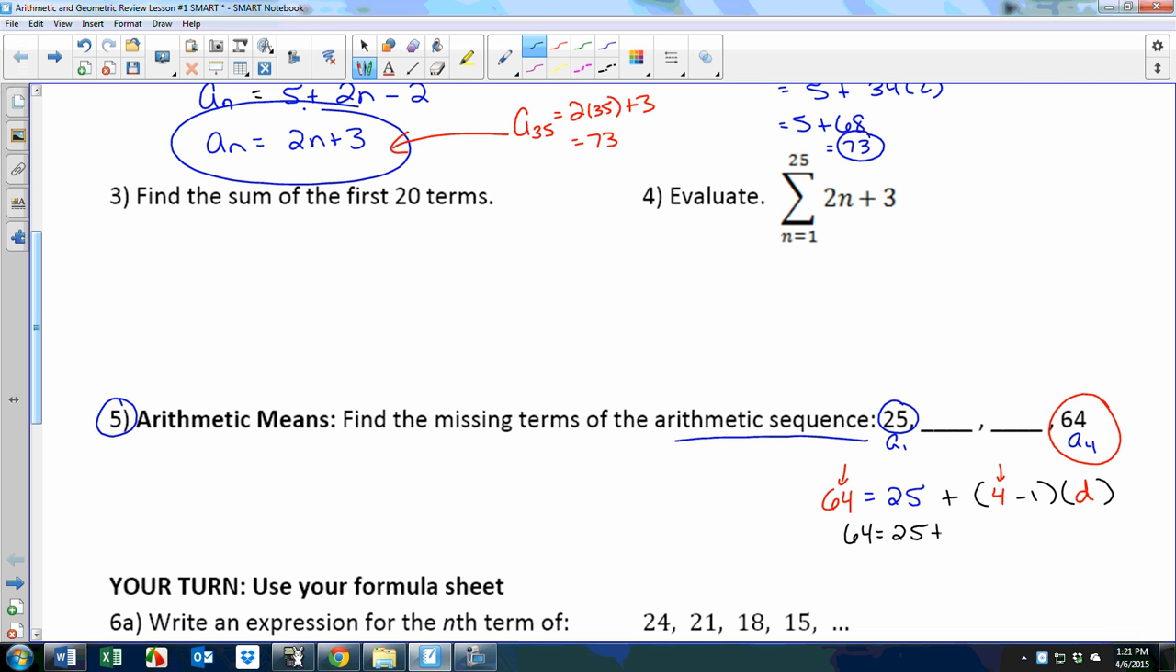64 equals 25 plus 4 minus 1, which is 3, times d. Subtract your 25 and you get 39 equals 3d. Divide by 3 and d is 13. D is the thing you add, so now we can find the missing terms. If we add 13 to 25, you get 38. If you add 13 to 38, you get 51, and if you, just to be safe, add 13 to 51, you get 64.